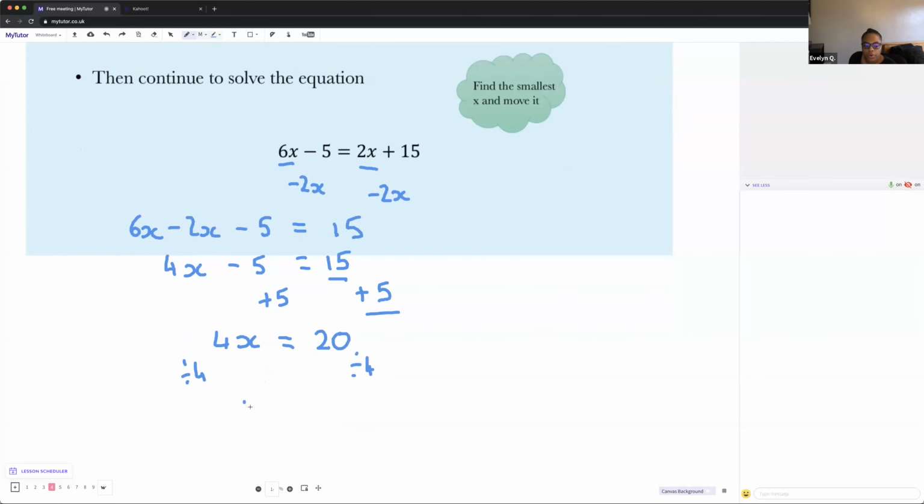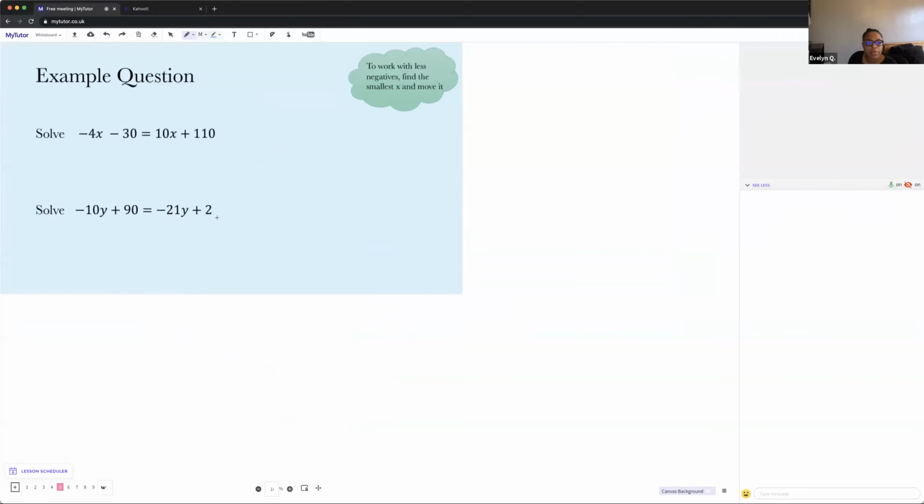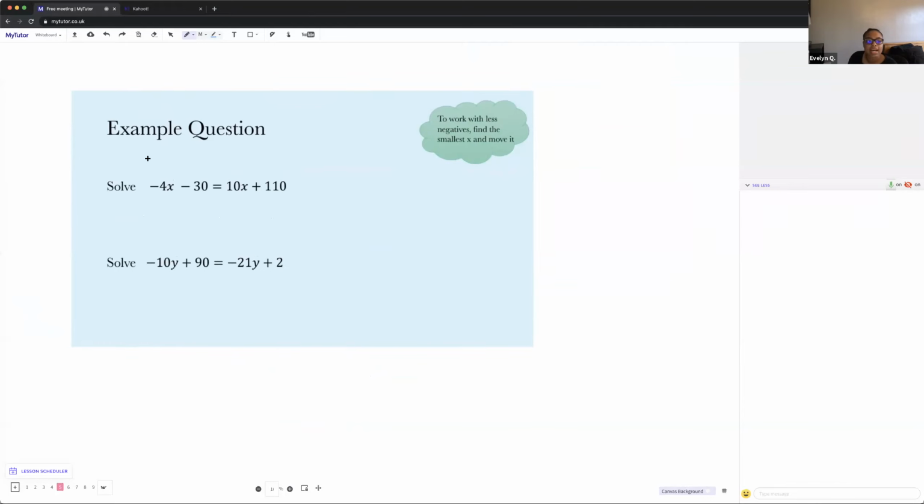So we've got x equals 20 divided by 4, and 20 divided by 4 is 5. So x equals 5. So we're going to go through. And what I'd like you guys to do is have a go at answering these questions and see what answers you get.